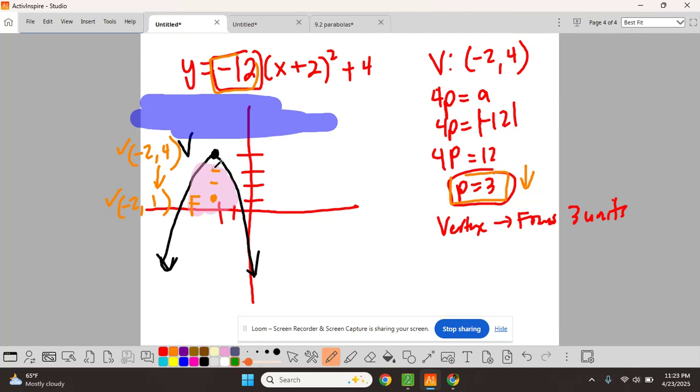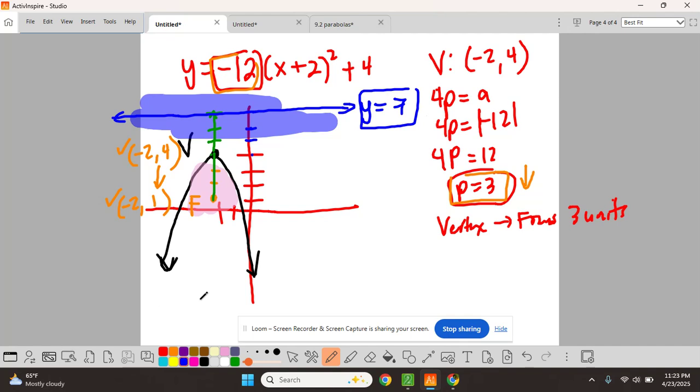Now, how can I get my directrix? We know from the vertex to the focus is 3 units away. It should be the same distance, 3 units away, to my directrix. So counting up 4, 5, 6, 7, my directrix should be this line here, which is 3 units away from my vertex. So my directrix is y is equal to 7.